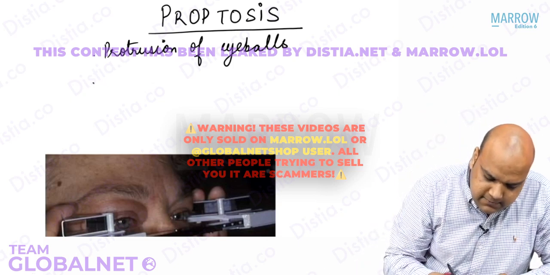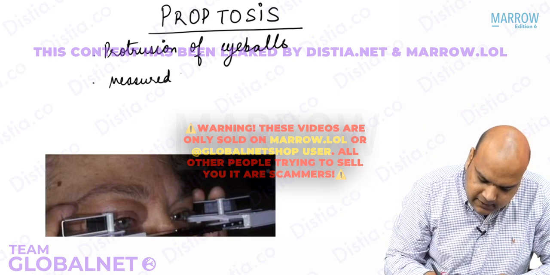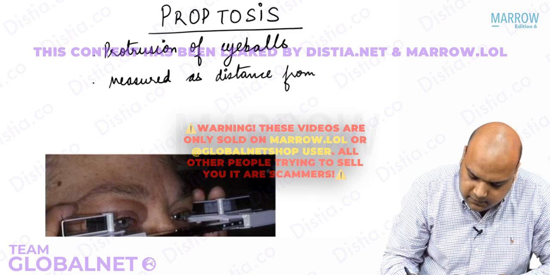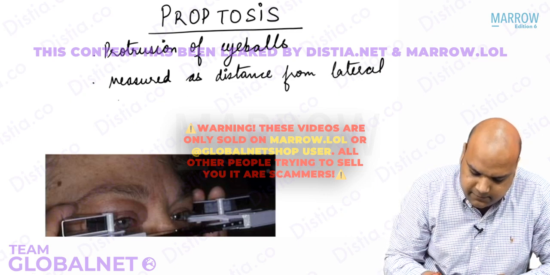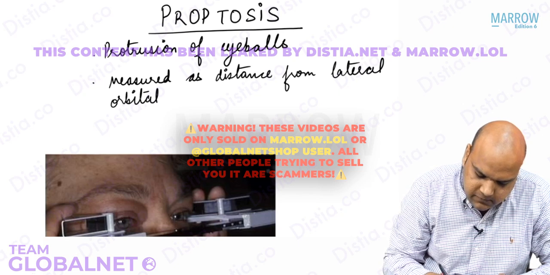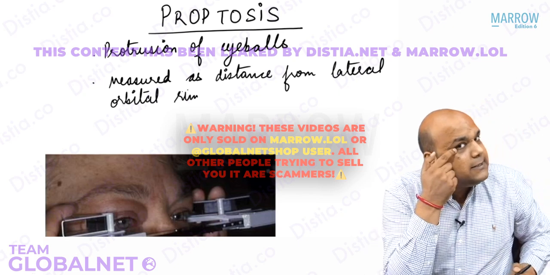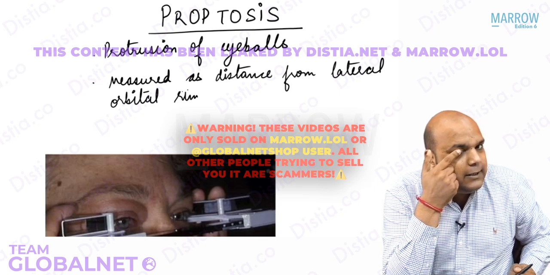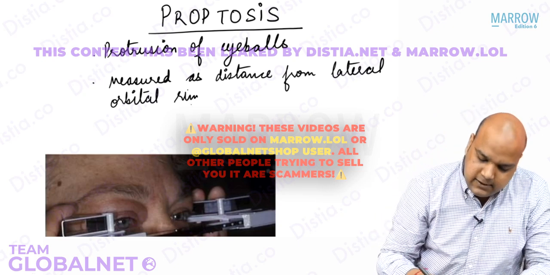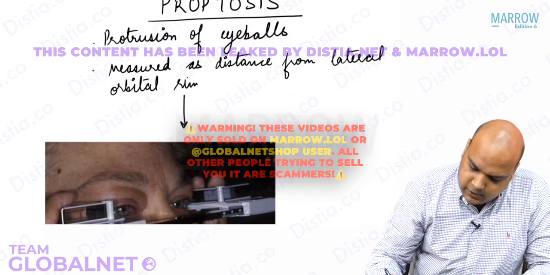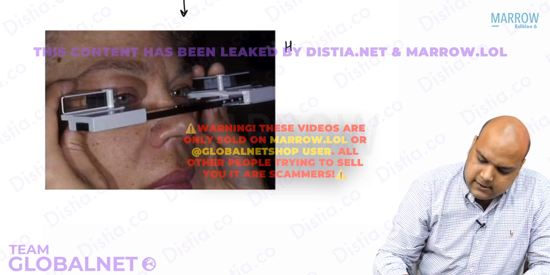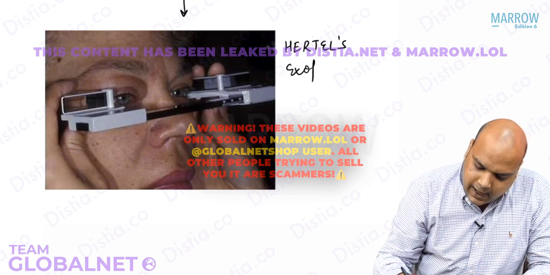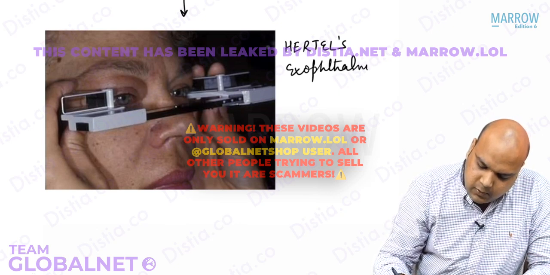Protrusion of the eyeballs is measured as the distance from the lateral orbital rim. So everybody, this is my lateral orbital rim. We have to measure the distance between the lateral orbital rim and the anterior most part of the eye. This is done, you will be able to see the image, everybody, using this instrument which is called Hertel's exophthalmometer.